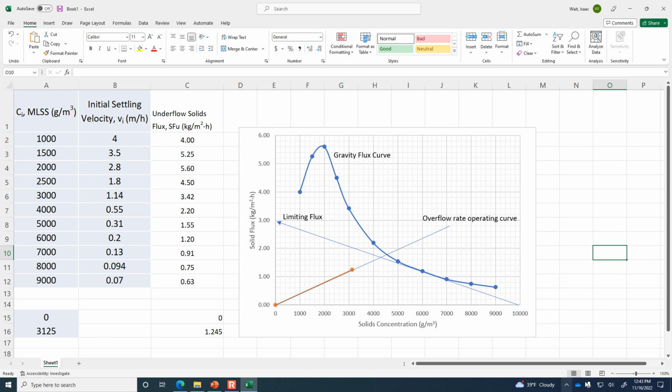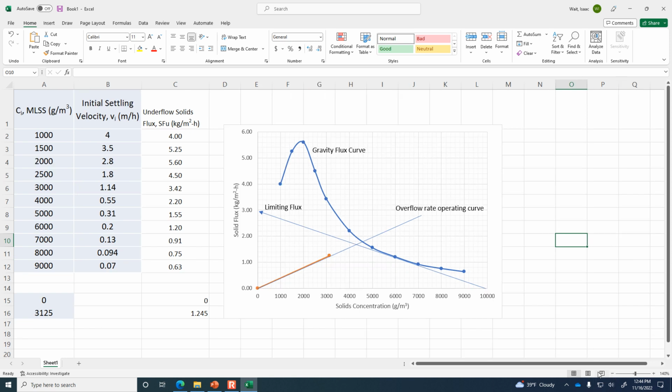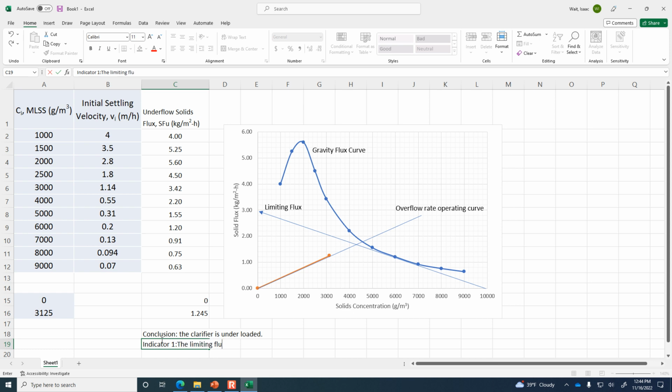So how did you deduce it was under? Okay, so we will get into that. For one thing, we can see that my conclusion is the clarifier is underloaded. And so indicators, the first indicator: the limiting flux is greater than the operating flux.